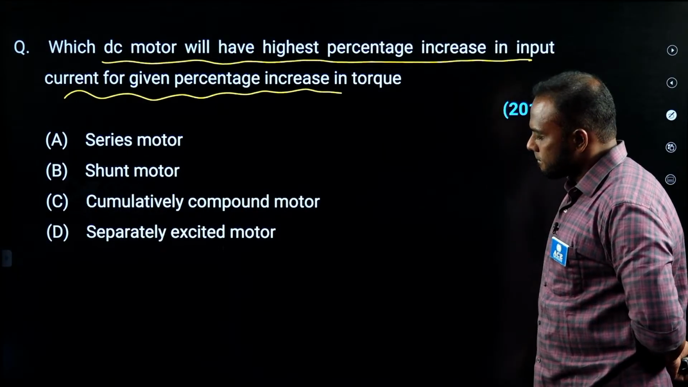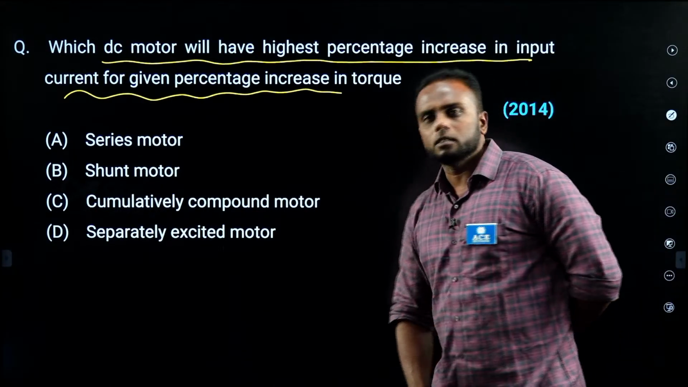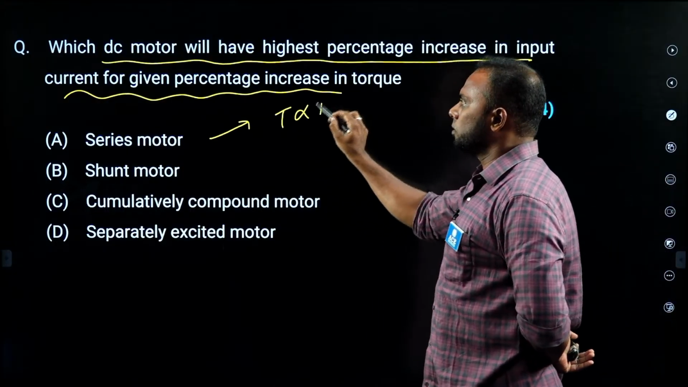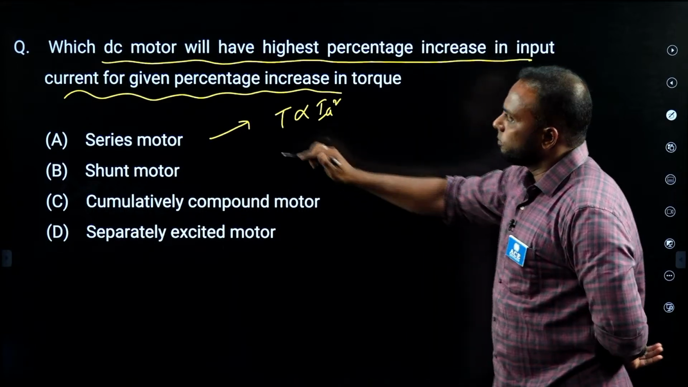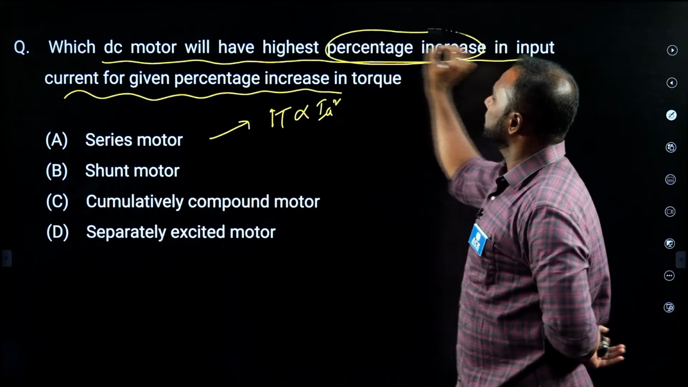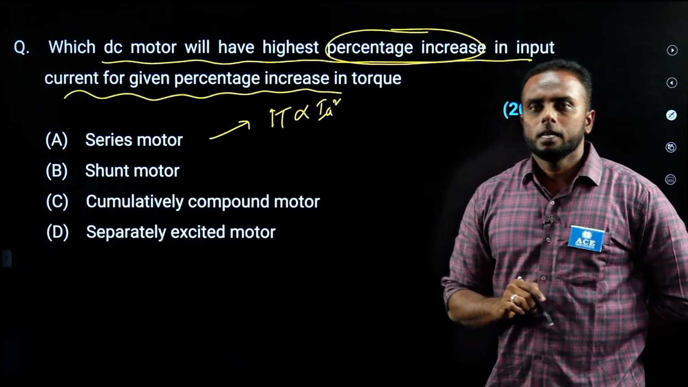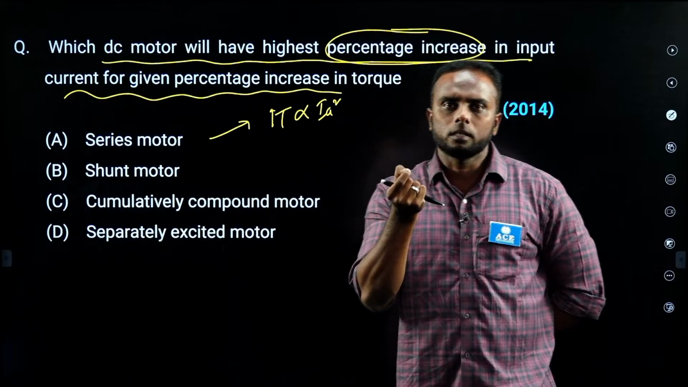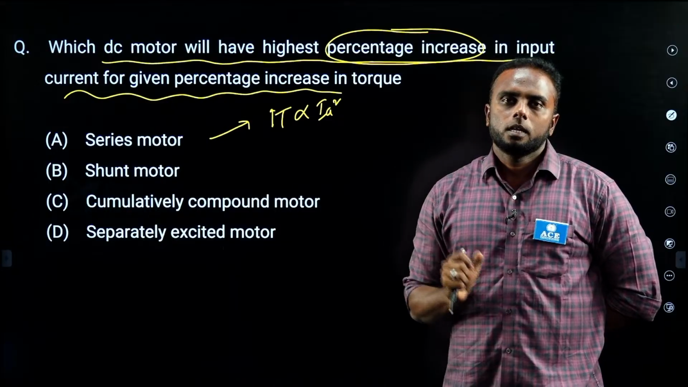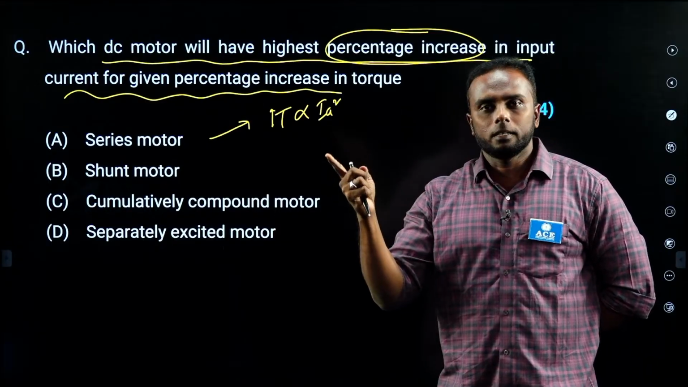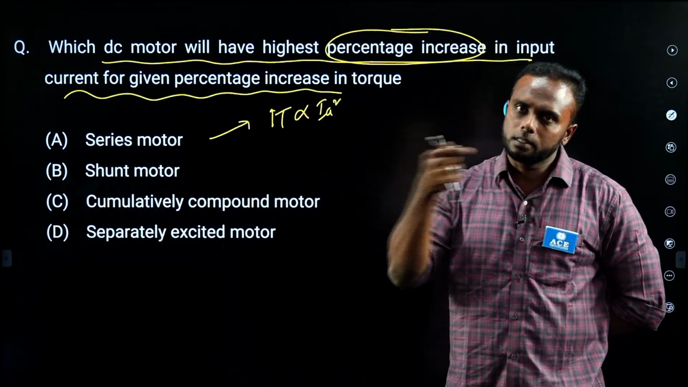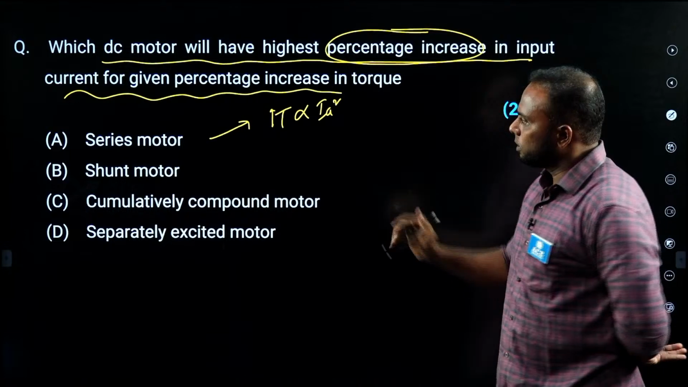No. It is not series motor. Because in a series motor we know torque is proportional to Is square, no doubt. But see here, for a given percentage increase in torque, which DC motor will have highest percentage increase in input current? Whenever DC series motor is taking a small current also, we get so much high torque. So high torque will generate for even a small current. Now if you take torque same, what is the current then? Suppose you take different motors, same torque, then which motor will take highest input current from supply? High current. So not series motor.